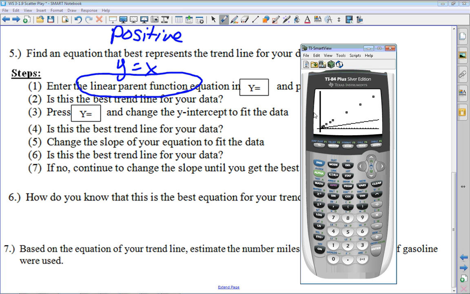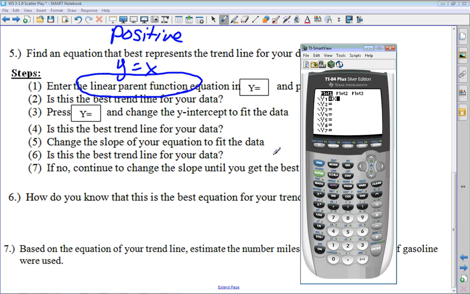So let's change here, and let's see. If I'm looking at this graph, let's try and move my y-intercept up. So let's go in there and put, I don't know, maybe +5. Press graph. Did that help any? No, not really. What if I made it, I don't know, +10? Oh, that really didn't help. Okay, so maybe it's not the y-intercept. Maybe we should try something else.